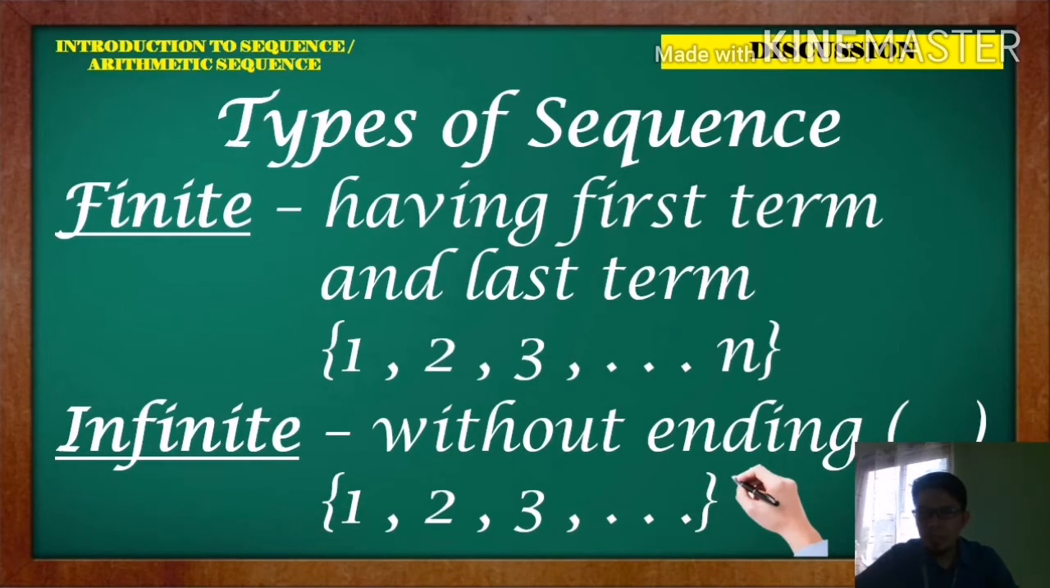Now there are types of sequence. The first one is the finite sequence, having a first term and last term. So in this example, 1, 2, 3 up to a certain number n, the first term is 1 and the last term is n. While for the second, we have infinite, without ending. So it is a sequence without ending. Here is the example, 1, 2, 3 up to infinity, as denoted by these three dots, also known as ellipses. Okay, next.